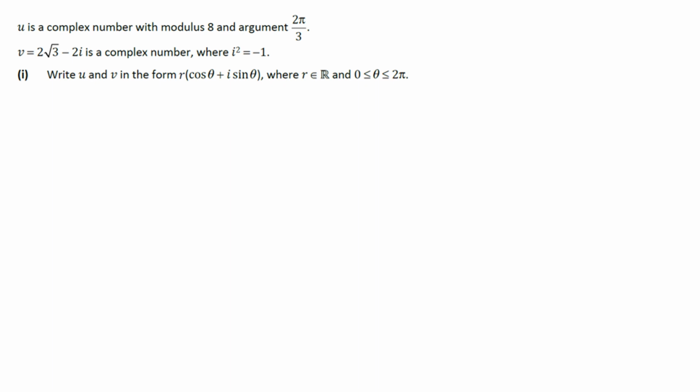The second part of this question tells us that U is a complex number with a modulus 8 and an argument 2 pi over 3. And V is here given in rectangular form, 2 root 3 minus 2i. So they want us to write both of these in polar form.